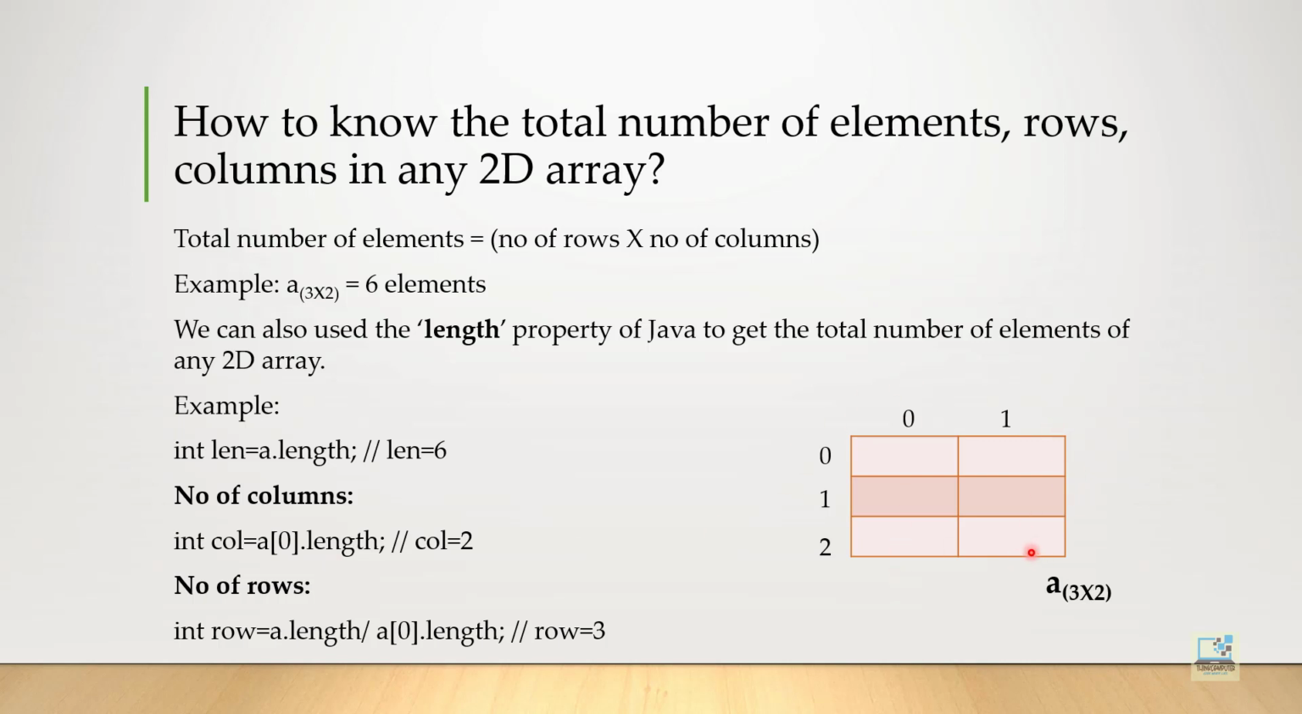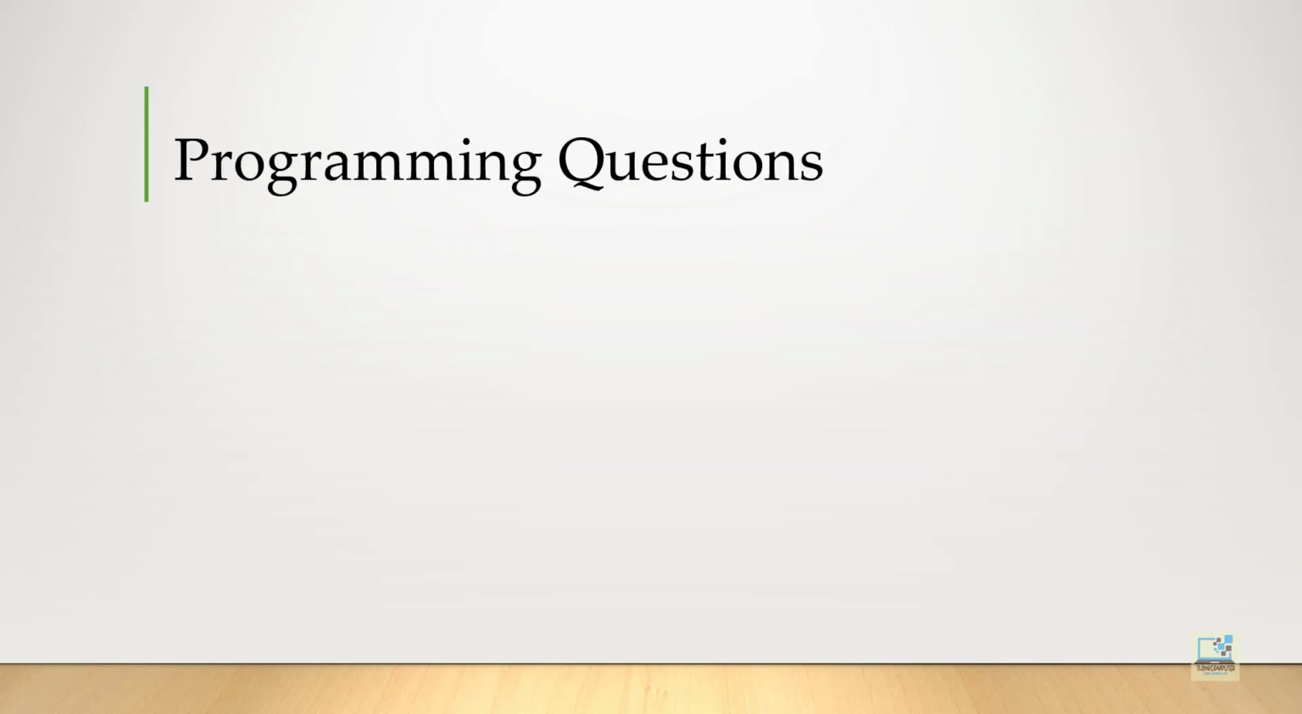But the last thing is how to know the number of rows. For that you can use a simple method: find out the total number of elements divided by the number of columns. Simple. Now what is the total number of elements? In this example, 6. And what is A[0] dot length? 2. So simple, 6 divided by 2, it will be 3, the total number of rows. Now let's start with the programming questions.